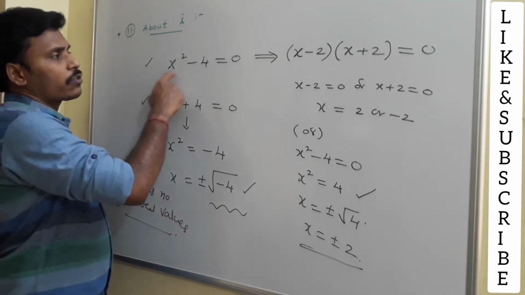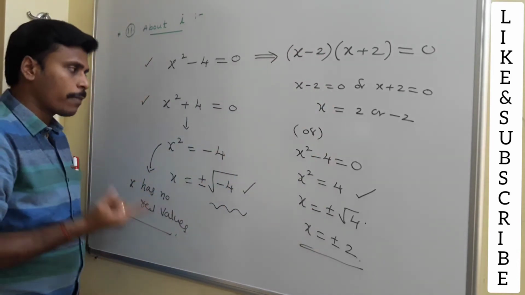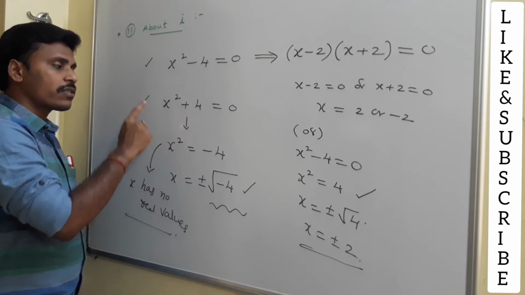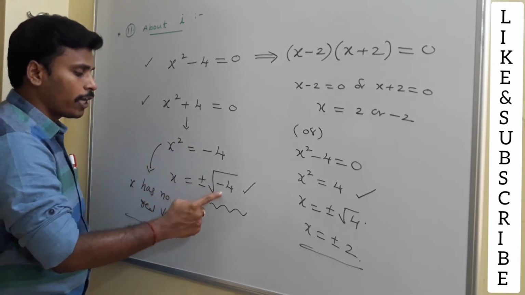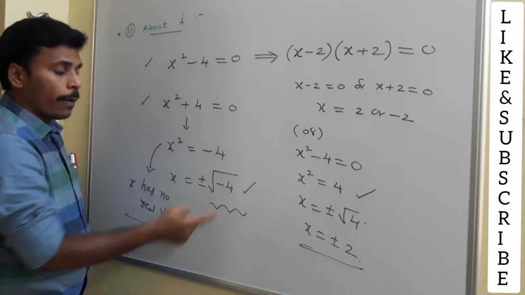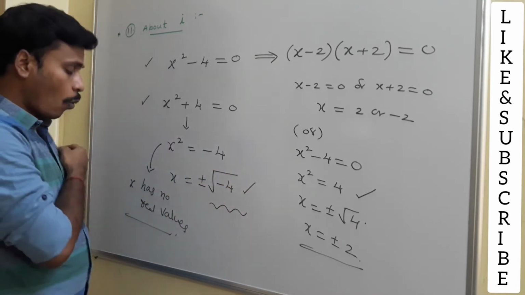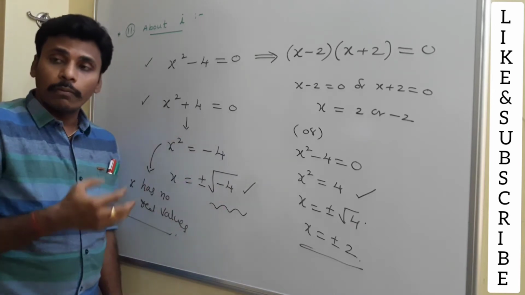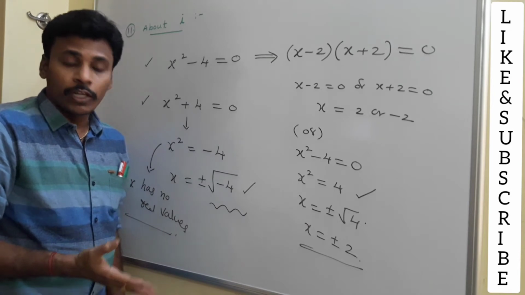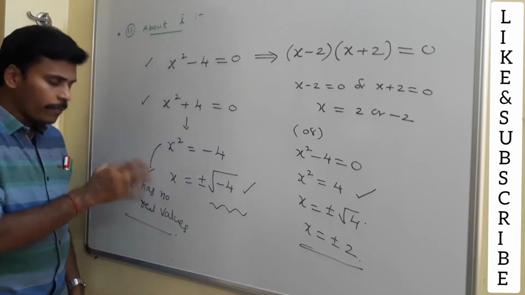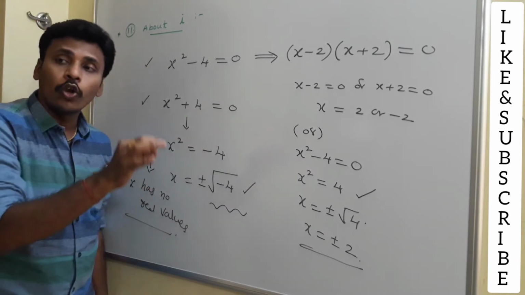See, for x square is equal to minus 4, we have this way of simplification to get the value of x. For these types of equations, if x square plus 4 is equal to 0, then x is plus or minus root of minus 4. Up to this it is okay. But you don't have a chance to simplify this root of minus 4. Why? Square root of a negative number is not possible. Square root of a negative number does not exist in real numbers. So it is not real. So exactly, x has no real values. That means this equation has no real roots.